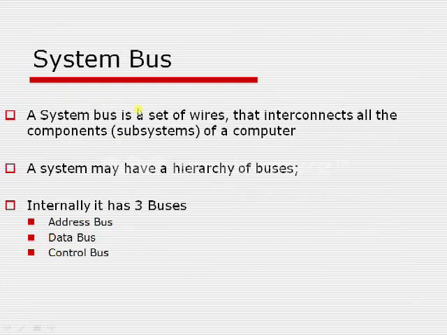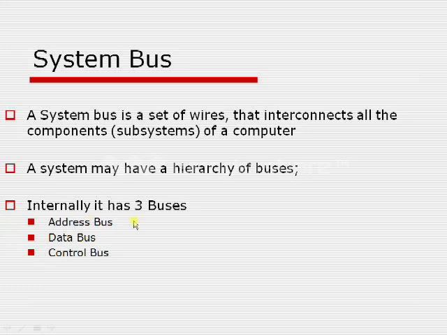Now let us see what is a system bus. A system bus is a set of wires that interconnects all the components of a computer. So bus is nothing but a set of wires. Here the system bus is again a set of wires which is going to interconnect all the major peripherals of the computer. Okay, so with the help of this system bus, all the peripherals along with the processor are going to communicate with each other.